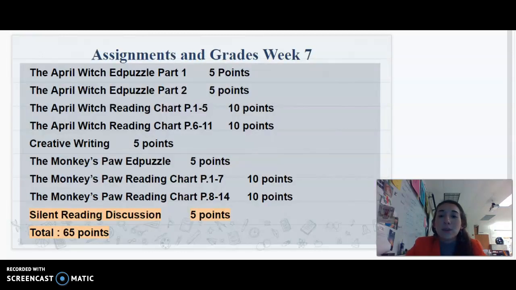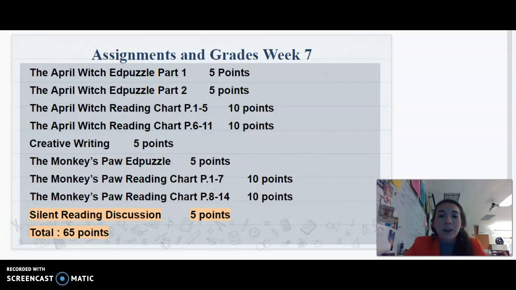Our assignments and grades breakdown for week 7 is structured as so. The April Witch Edpuzzle Part 1 is worth 5 points. The April Witch Edpuzzle Part 2 is worth 5 points. The April Witch Reading Chart, pages 1 through 5, is worth 10 points. The April Witch Reading Chart, pages 6 through 11, is worth 10 points. Alright, Creative Writing is 5 points.